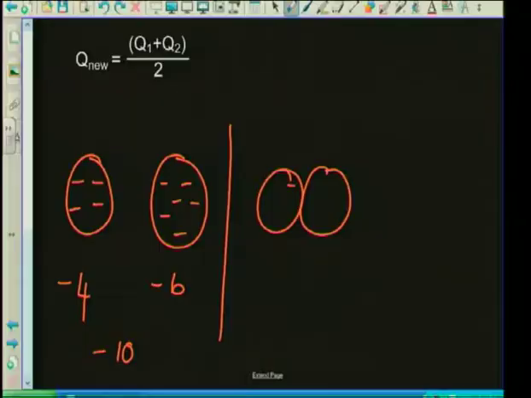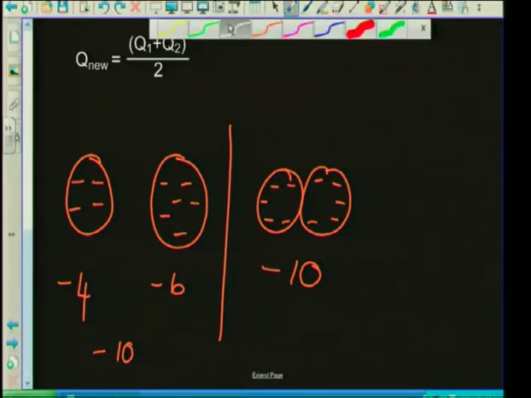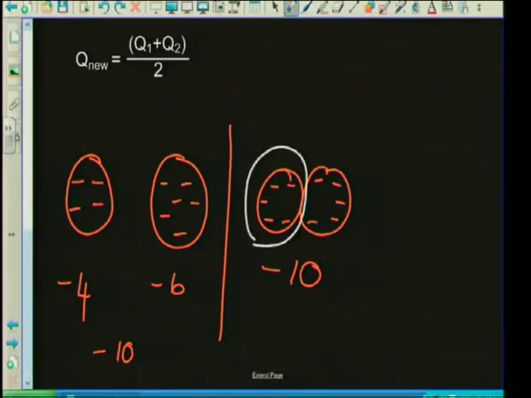I still have my one object and here's my other object, we're just touching. When they touch, the charge sees this as one object now, completely one object. What does it do? It distributes itself evenly. So the charge does this. We still have a total of -10. But if you look carefully, this one has only 5 now, and that one has 5.